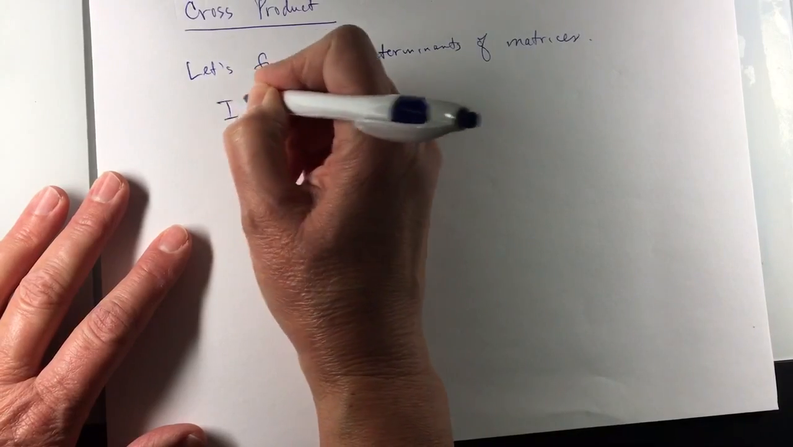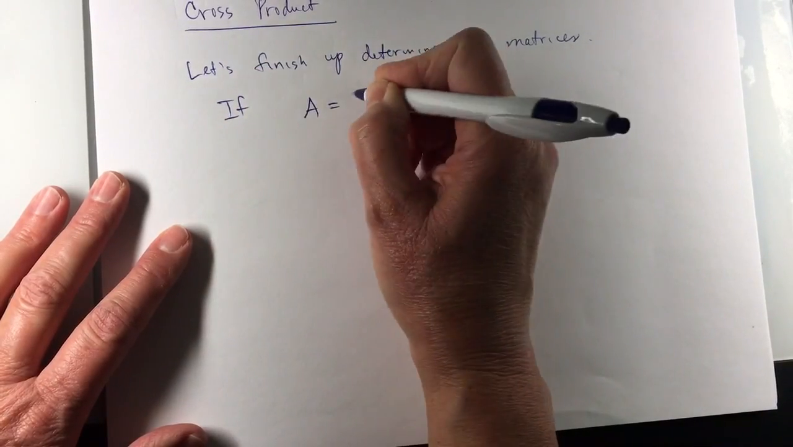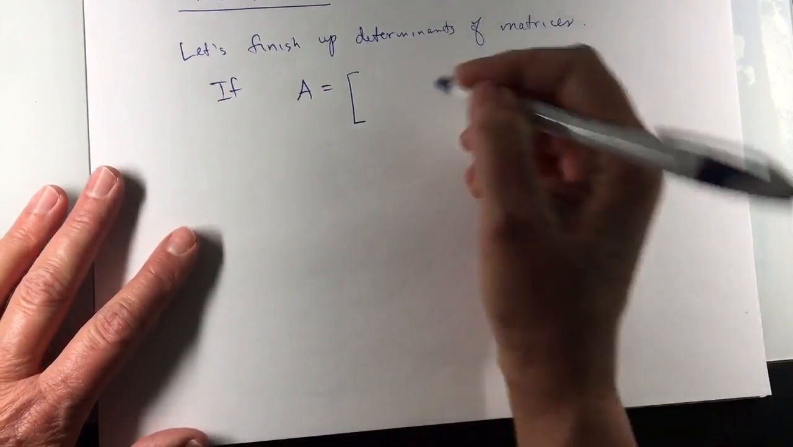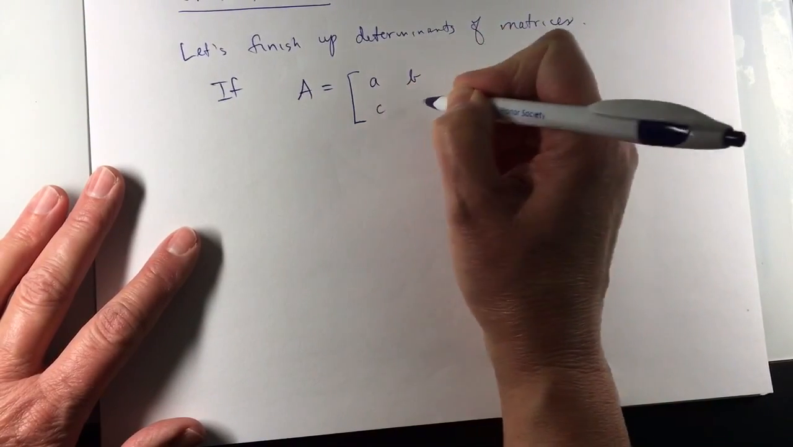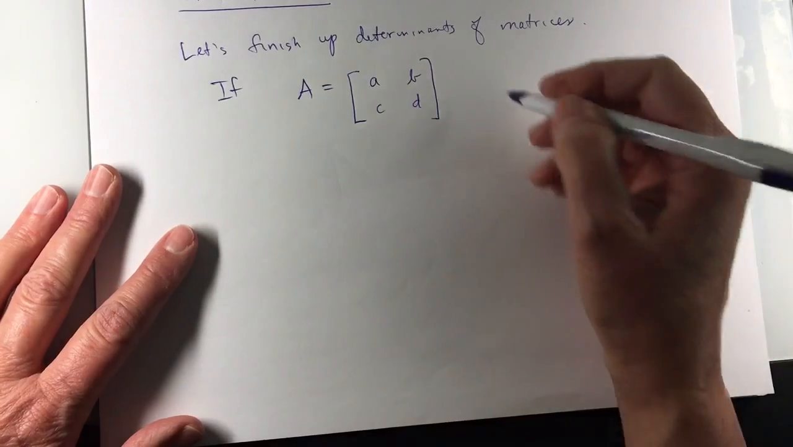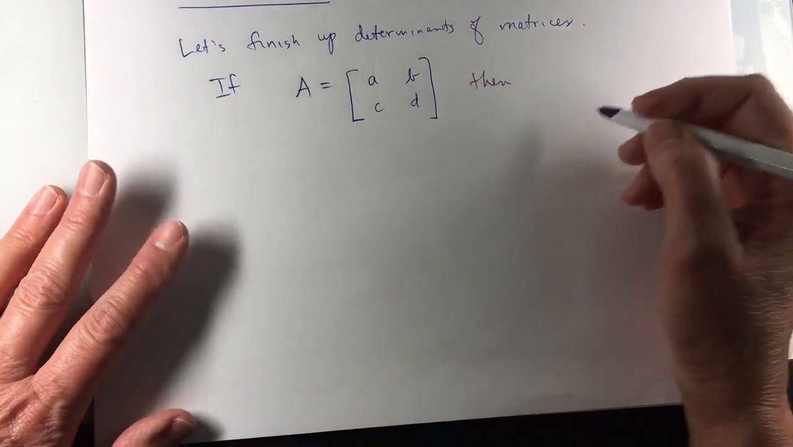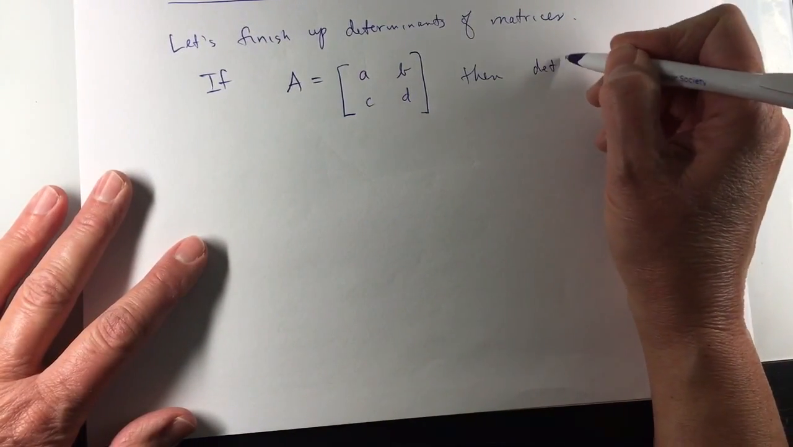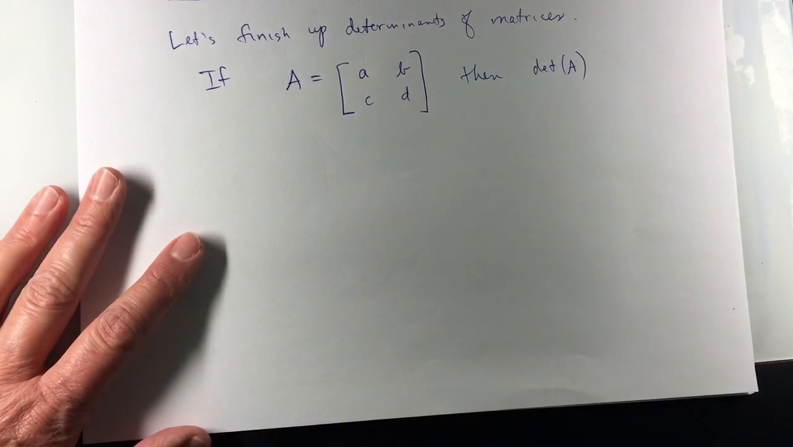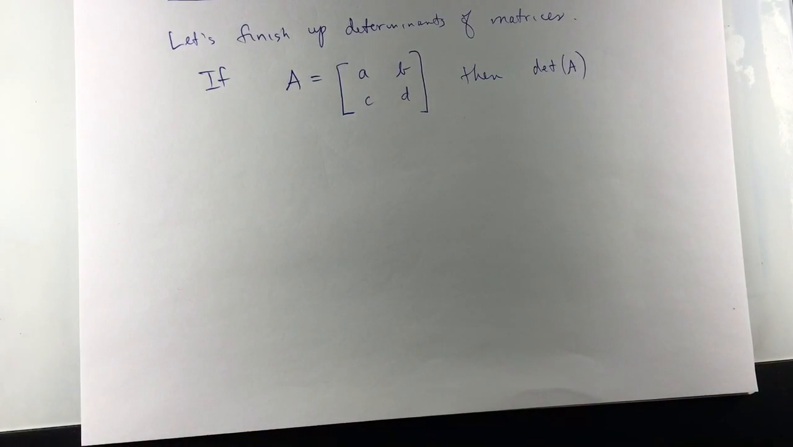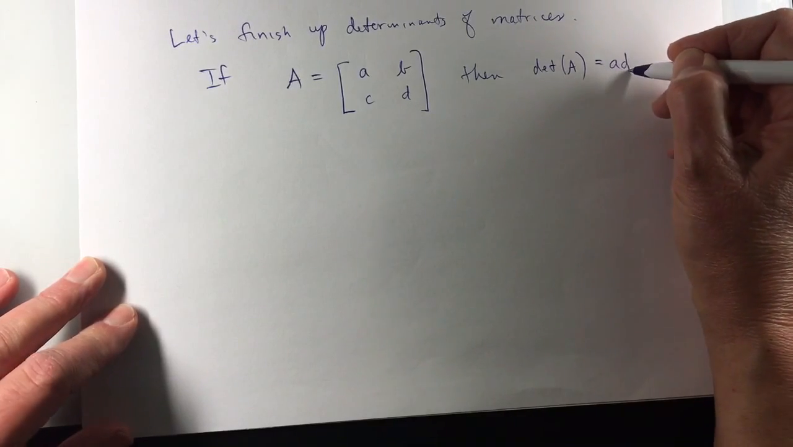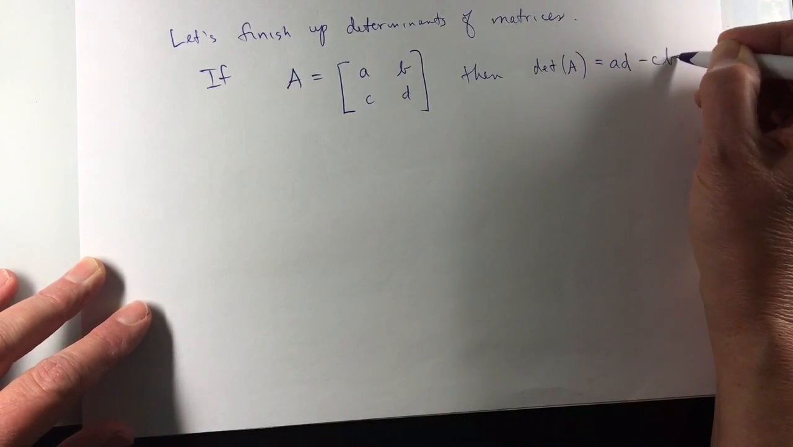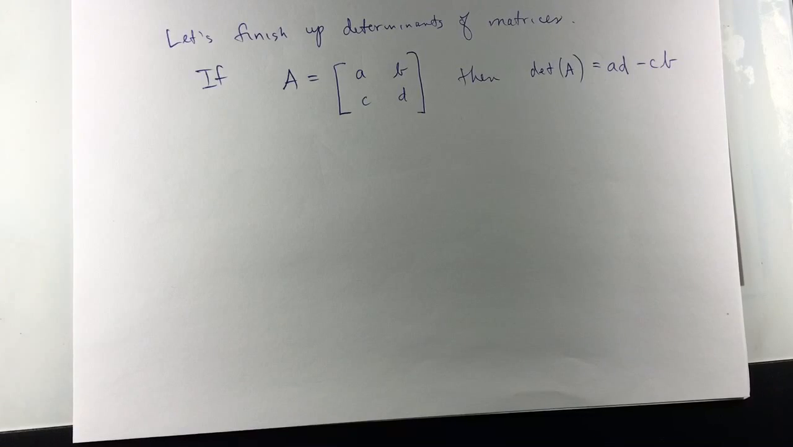So if A is this 2 by 2 matrix, I'll call it the entries A, B, C, D. Then the determinant of A, and they might write that DET, then the A, equals A times D minus C times B for a 2 by 2 matrix.